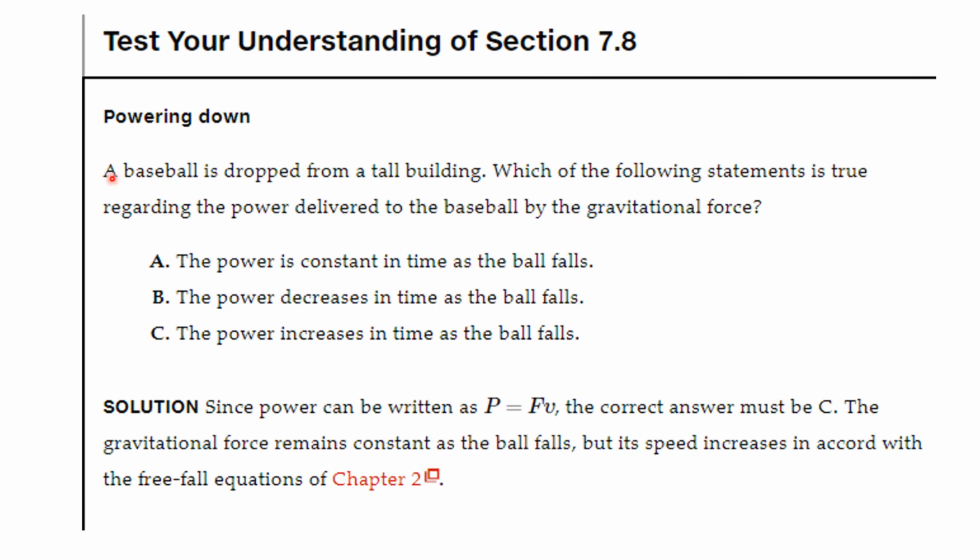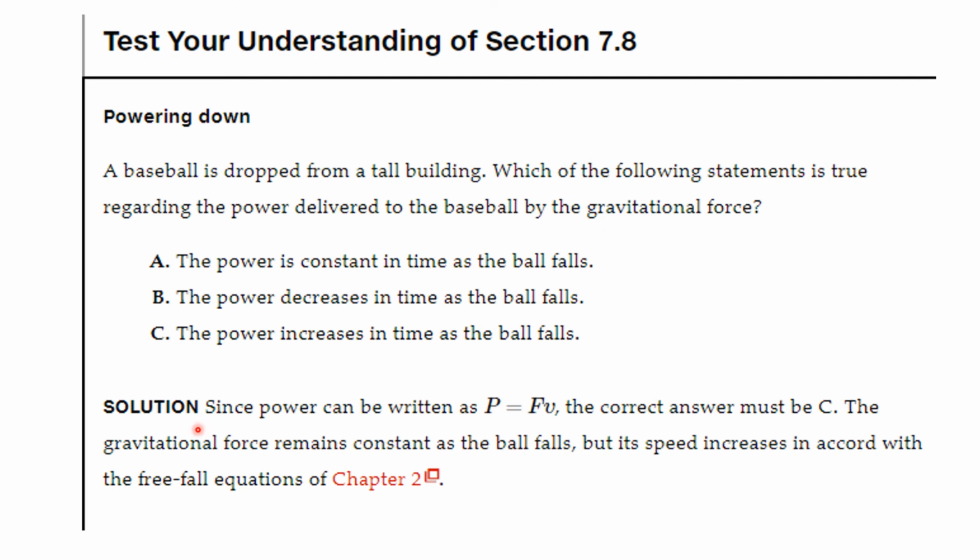Here's a concept problem. A baseball is dropped from a tall building. Which of the following statements is true regarding the power delivered to the baseball by the gravitational force? The power is constant in time as the ball falls, the power decreases in time as the ball falls, or the power increases in time as the ball falls. Now, I will not usually be asking you questions like this because I'm not a fan of multiple choice, but on your certification exams, often you will find multiple choice tests.